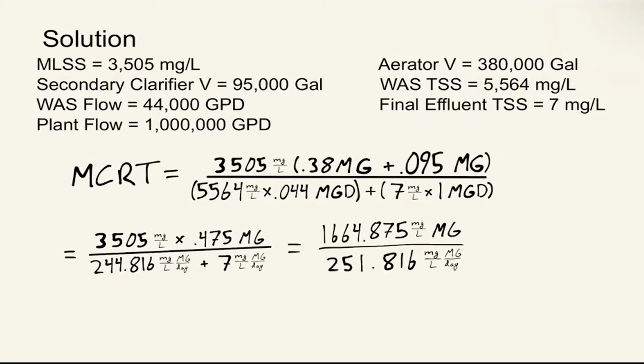And solving for the bottom is 251.816, and again, the units are milligrams per liter and millions of gallons per day. And then we can start canceling out our units. So the first one that cancels out is the milligrams per liter, and the second is the millions of gallons. And that leaves us with no units on the top, and on the bottom, it's 1 over days.